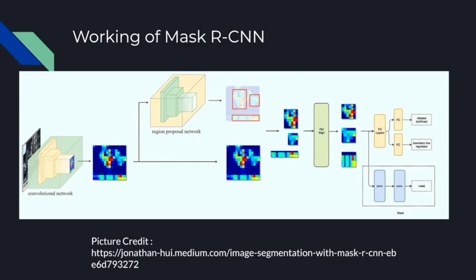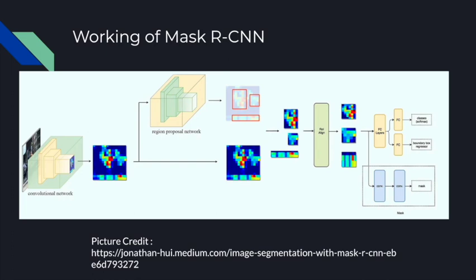Region of Interest Align. Once the region proposals are generated, ROI Align is applied to extract fixed-size feature maps for each proposal from the feature maps produced by the backbone network. ROI Align avoids information loss caused by quantization and performs bilinear interpolation to obtain accurate pixel-level alignments.